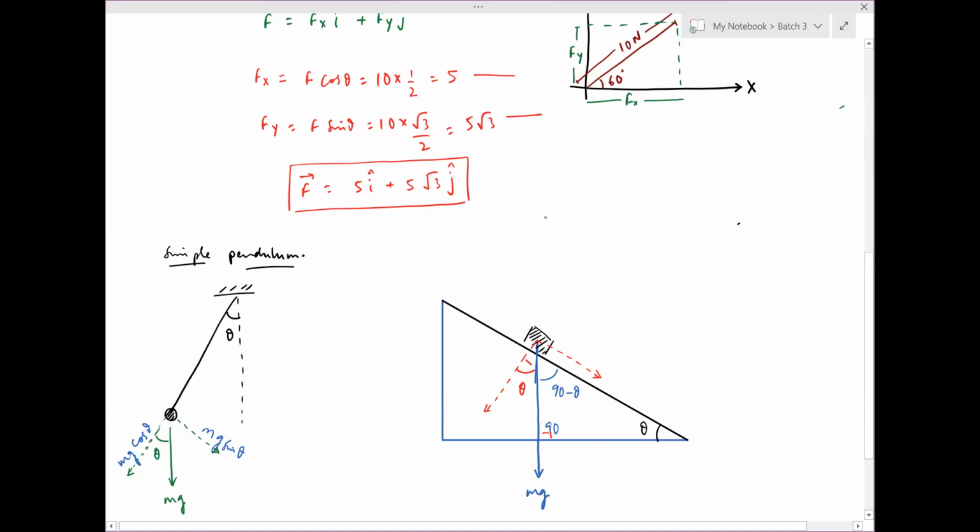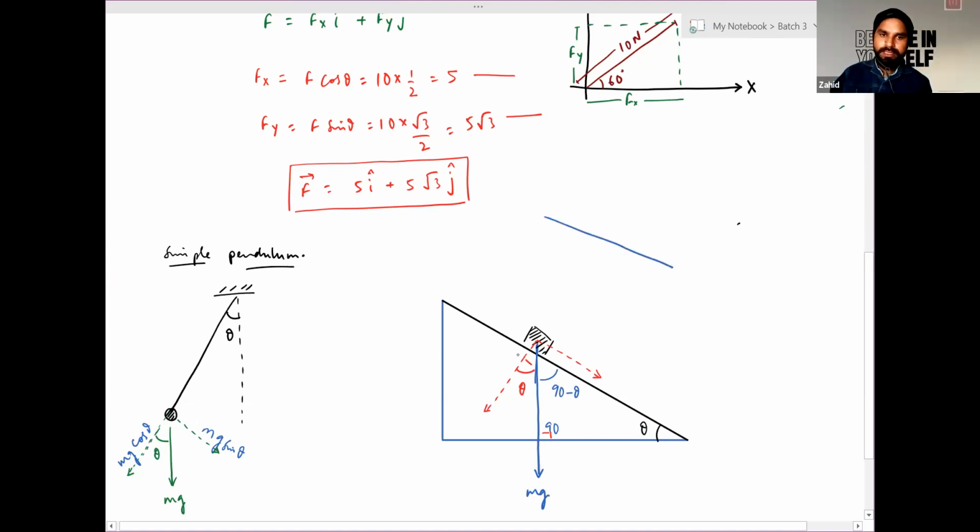Now, since this plane and this vertical line must be perpendicular to each other, if there is a vector along this path which has an inclination from this point to this point of 90 minus theta, this must be theta so that their sum would be 90 degrees. Is it clear now?